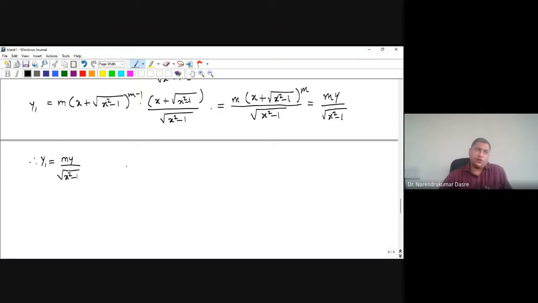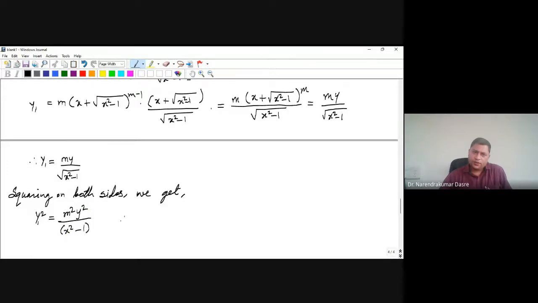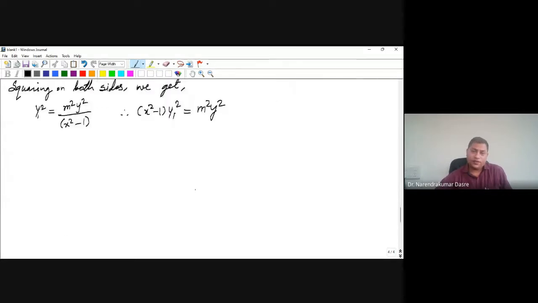Now I want to find out y2. But for finding y2, you can see that treating the root is a complicated one. And that's why the easiest way is squaring on both sides. Squaring on both sides, we get y1 square is m square y square, and this will become x square minus 1. So I can write this as x square minus 1 y1 square is equal to m square y square. Rather than finding the derivative of u upon v, finding the derivative of u into v is much easier. So that's why we convert this division to a product. And now let us find the next derivative.